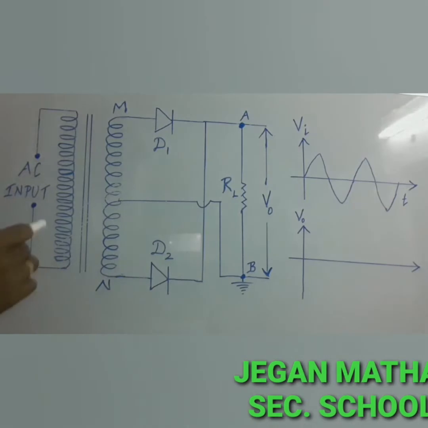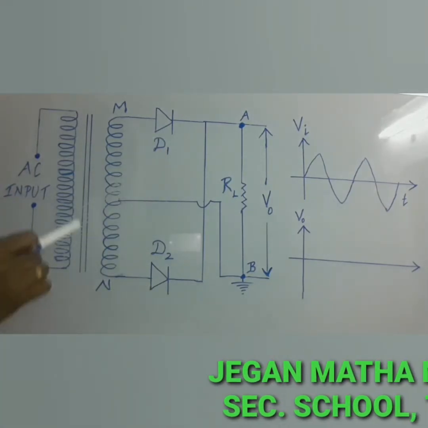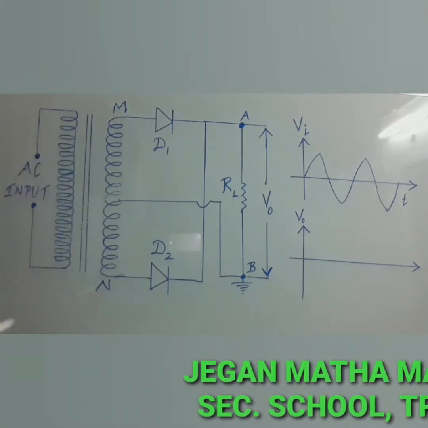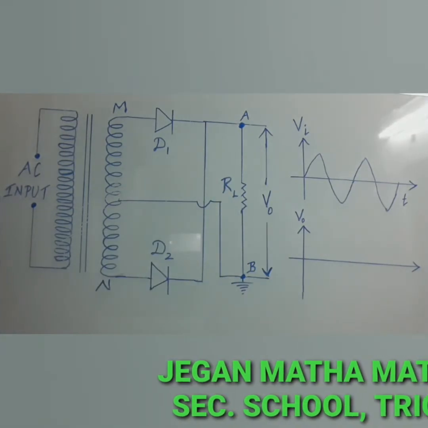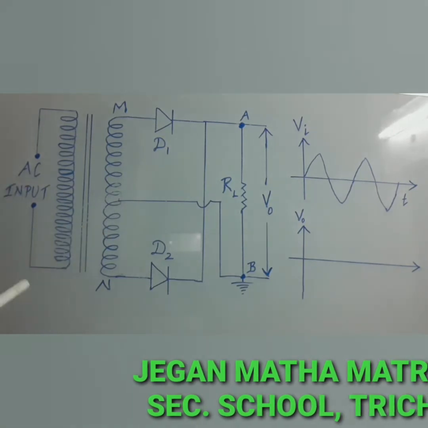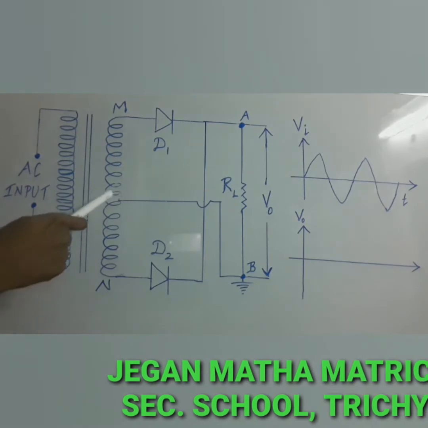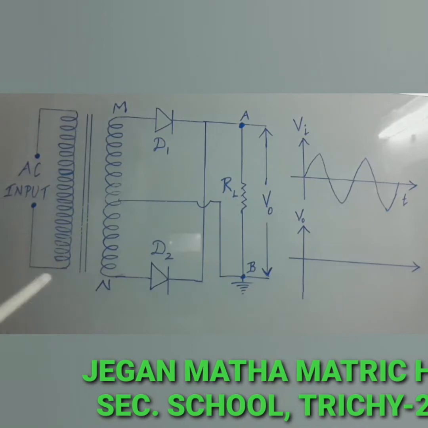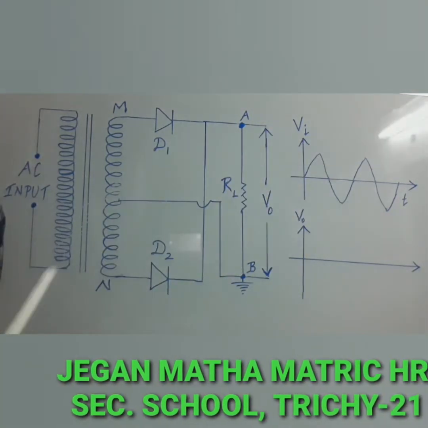The circuit consists of two PN junction diodes, a center tap transformer and a load resistance RL. The center tap is usually taken as the ground or zero voltage reference point. With the help of the center tap transformer, each diode rectifies one half of the total secondary voltage.